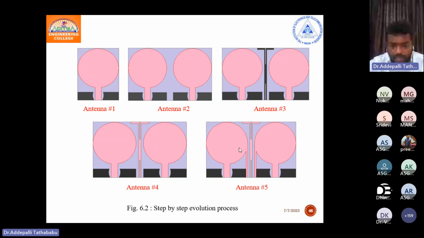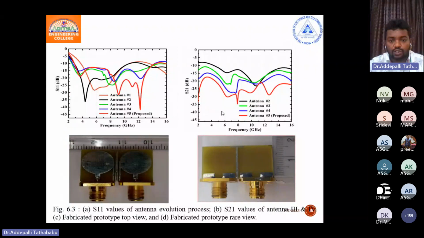Now here I have introduced a new method, that is adding protruded strips to the antenna elements. Due to this, the isolation is very much improved. I can show here antenna 1, 2, 3, 4, 5. By using these techniques, this is the ground, this is the top, the next one is slotted, and the next one is protruded strips. Finally, we got better performance. It covers the entire ultra wide band.